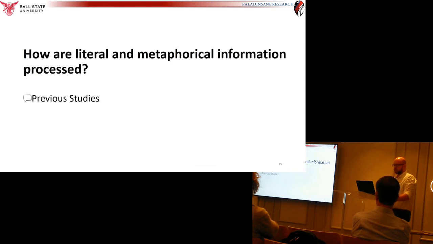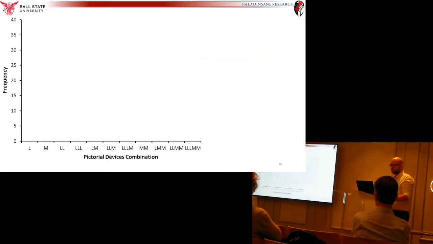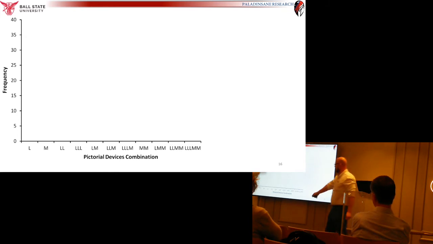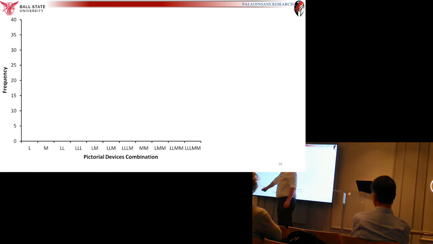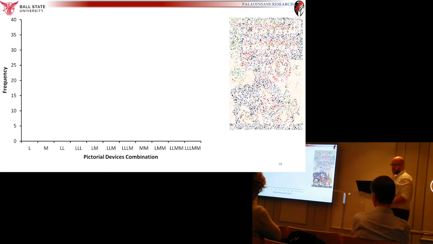So previous studies did a corpus analysis of 400 comic books where they looked at several different types of motion to see how artists would draw literal and metaphorical devices. And so what you can see here on the x-axis, you have one literal device, one metaphorical, two literals, three literals, one literal metaphorical, and so on. On the y-axis, you have frequency of occurrences.